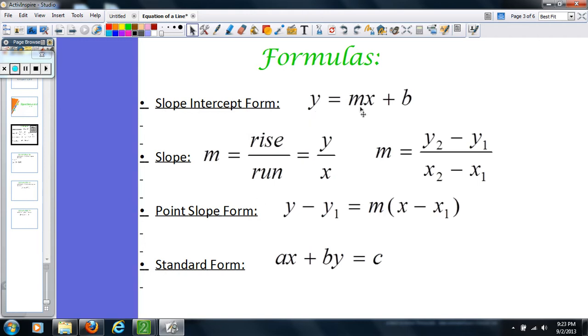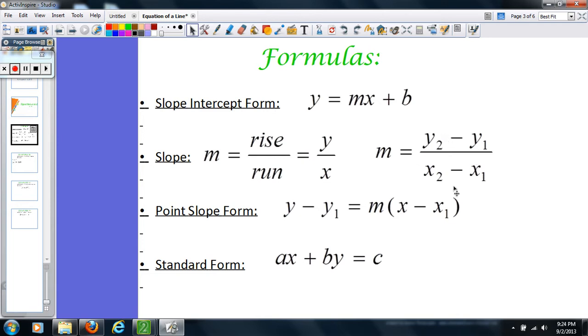In that formula, the m represents the slope. Your m is your rise over your run, or you could also say it's your y over your x. The other thing you need to know about slope is this formula right here. If you're given 2 points, the slope is the y coordinate of the second point minus the y coordinate of the first point, divided by the x coordinate of the second point minus the x coordinate of the first point.